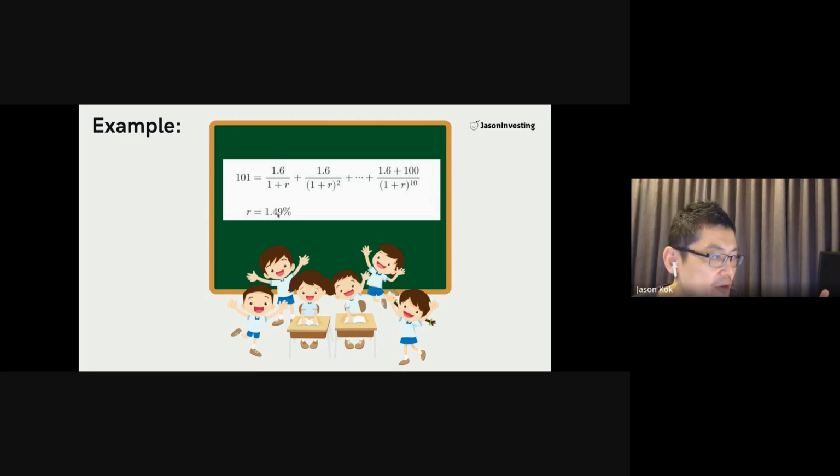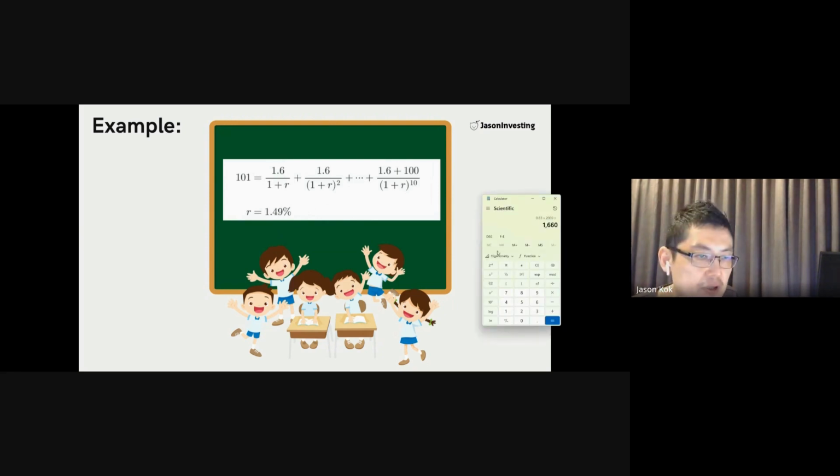So in this case, if you substitute 1.49% into this equation, you will get 101. So your return is 1.49%. Annual return will be multiplied by 2 because this is semi-annual. So if you multiply 1.49 by 2, you will get a 2.98% return if you hold this bond.